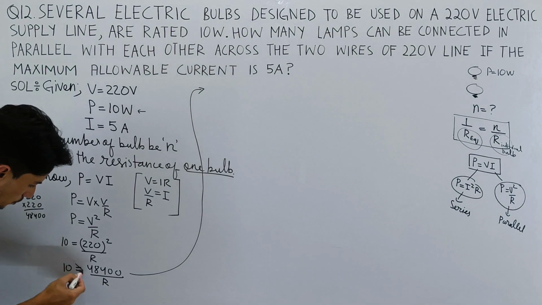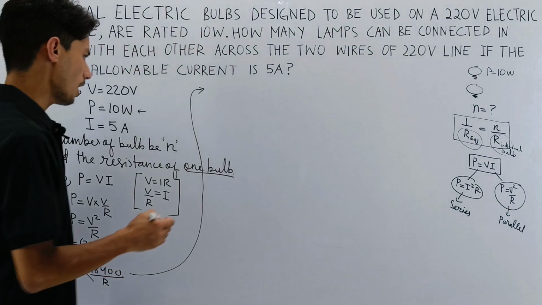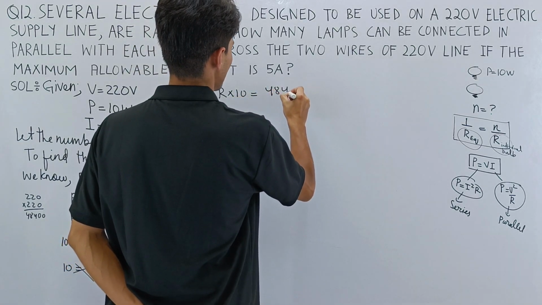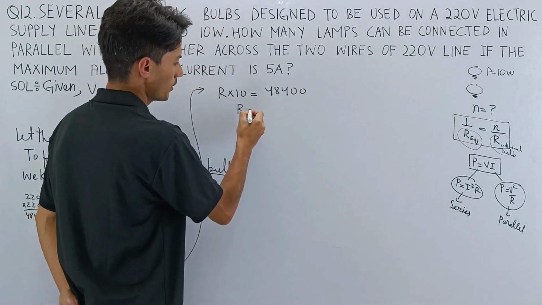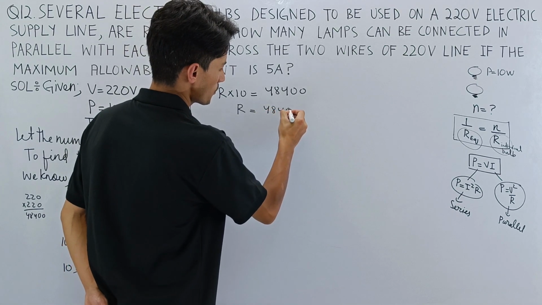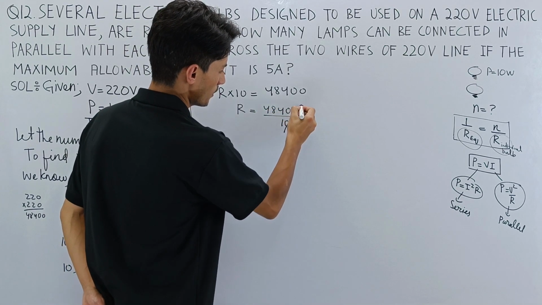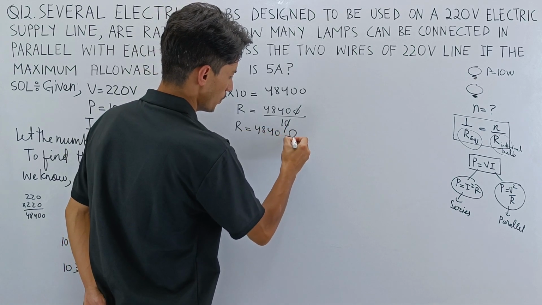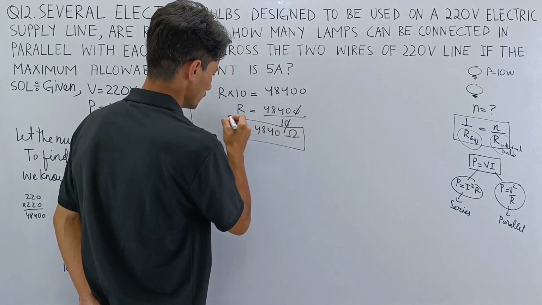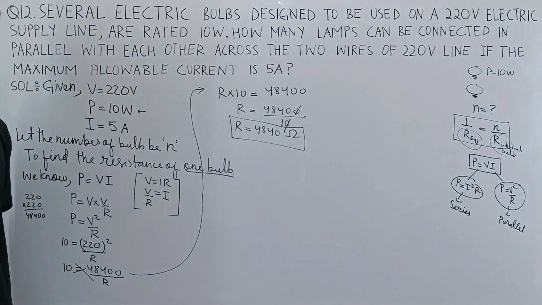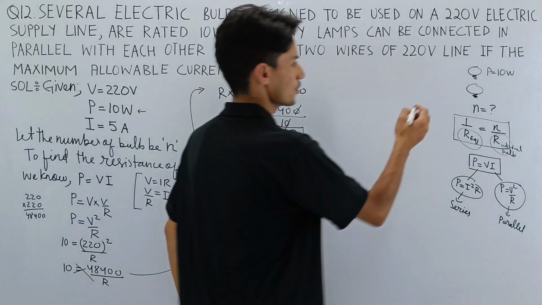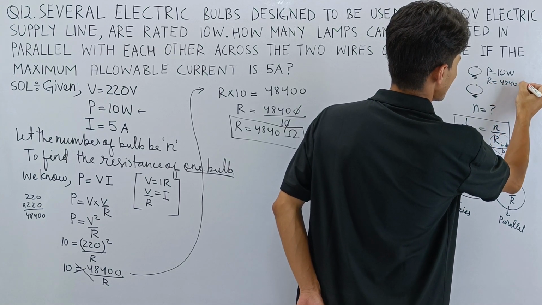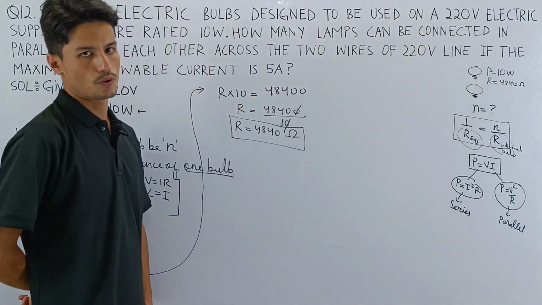Now, what will happen? Cross multiplication will take place. So R into 10 equals 48400. So R is equal to 48400 divided by 10. So R is equal to 4840 ohms. This is the resistance of one bulb. That means the resistance of one bulb is found now. It's 4840 ohm.